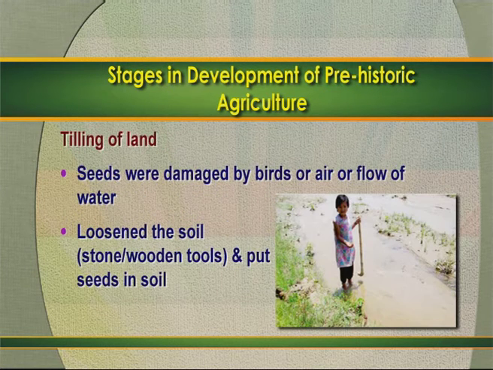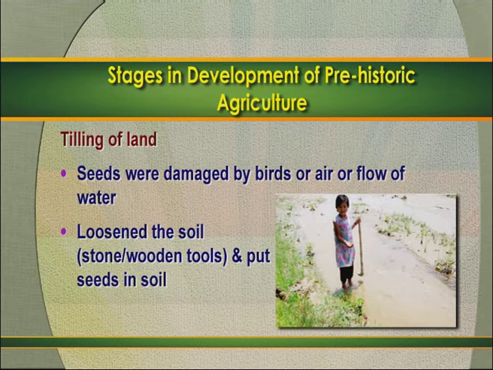But after seeing that the birds, the air, and flowing water were damaging the seeds, they started loosening the soil with the help of stone and wooden tools, and they started putting the seeds into the soil. In such a manner, the tilling of land was started.